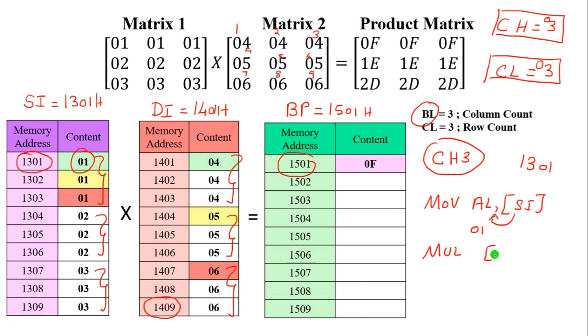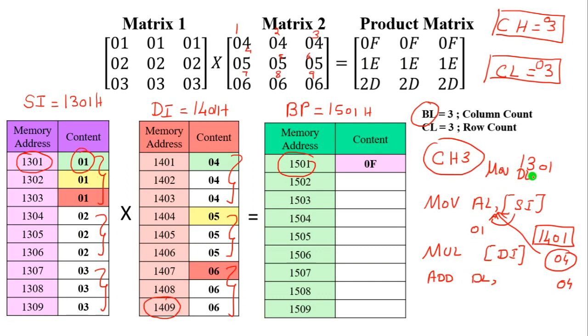What is the necessary multiplication of DI? What is the meaning? The DI register points to memory address 1401. This memory address contains the value 04. This 04 value is multiplied with the AL register value. The result is stored in the AL register. What is the result? The result becomes 04. Now this 04 value is added with the DL register. Already the DL register's value is 0.